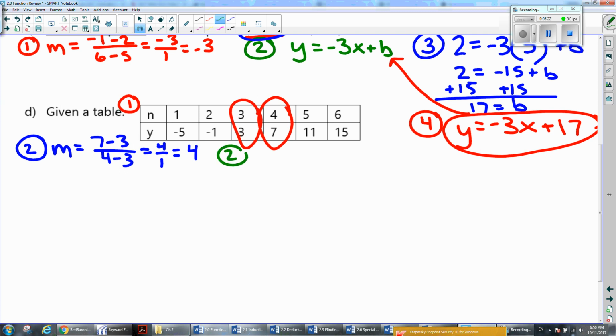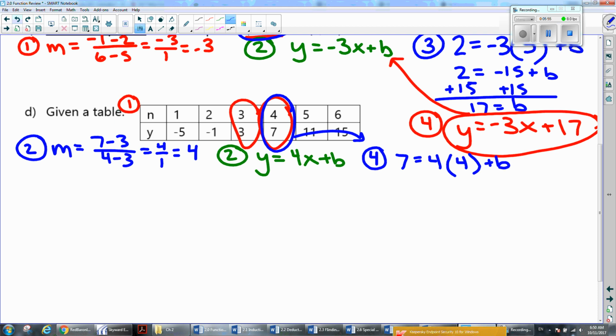Then we need to plug that into our slope-intercept equation. Pick one of these points here. I'll pick 4, 7 and plug that in. So now we have, for our y value, 7 equals 4x, oops, 7 equals 4 times our new x value of 4 plus b. We need to solve this for b.